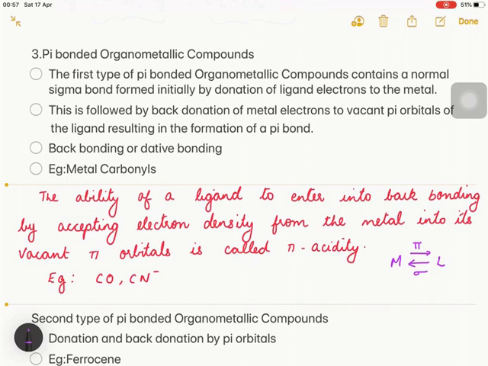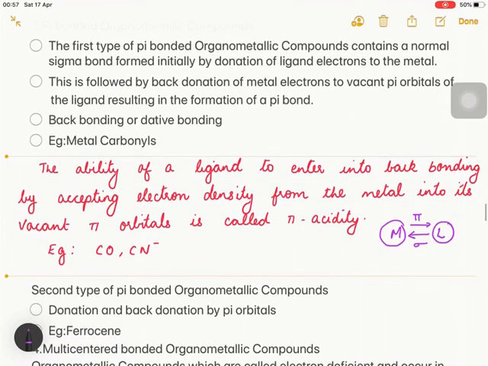So here you can see first a sigma bond is formed by the donation of electrons from ligand to metal. Then in the next step, back donation of electrons from metal to ligand takes place into its vacant pi orbital, resulting in the formation of a pi bond. Example, metal carbonyls. In metal carbonyls you can see this type of bonding.